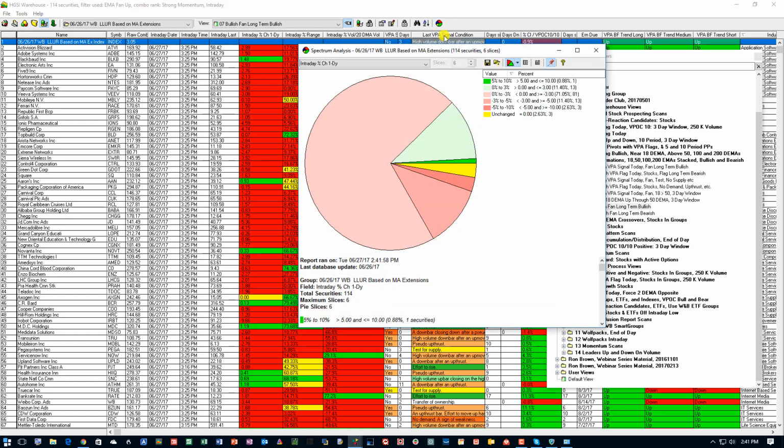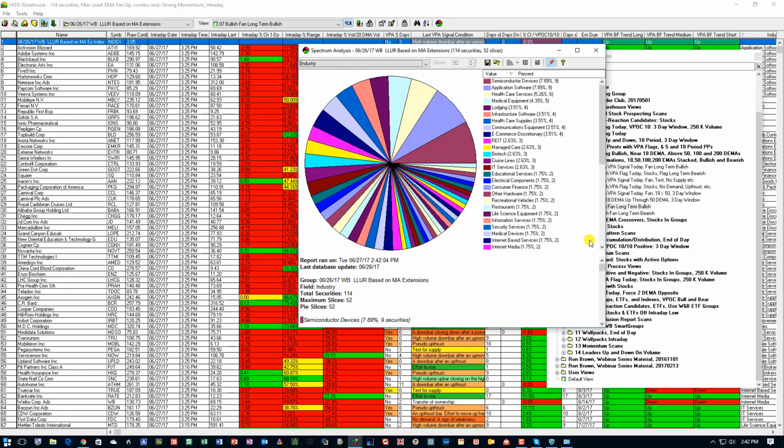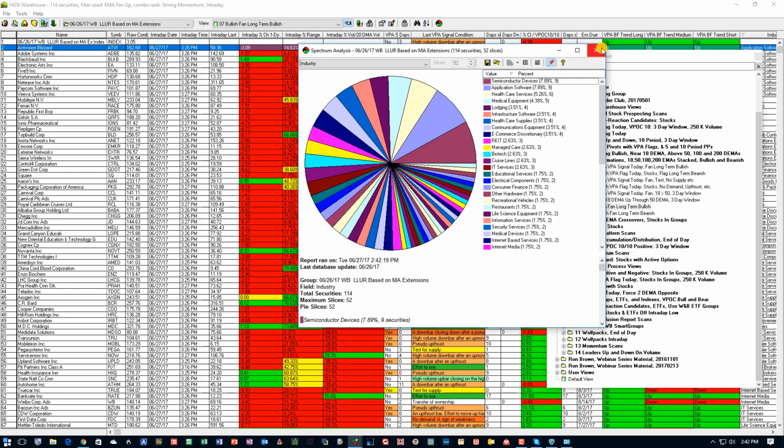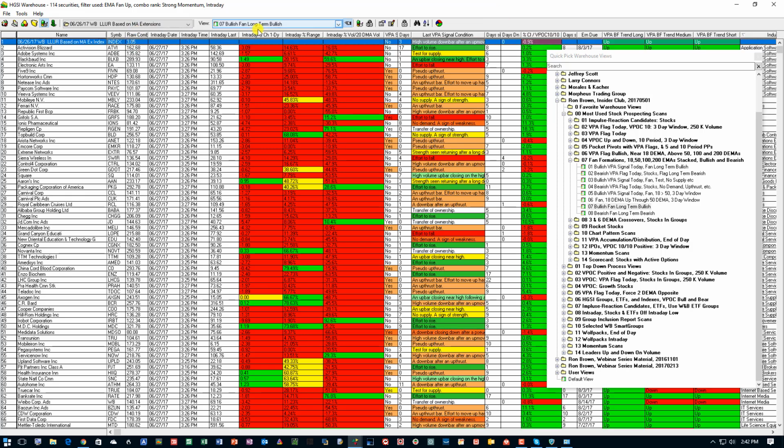Now if I click on the spectrum analyzer and go to the industry, I can see a breakdown of the groups that are contained in here. Semiconductors and application software are the leaders, followed by healthcare, and so on down the list. So it's just a quick read on what is happening in the market. Now I'm going to take this index that was created, and I'm going to look at it through a couple of different views.